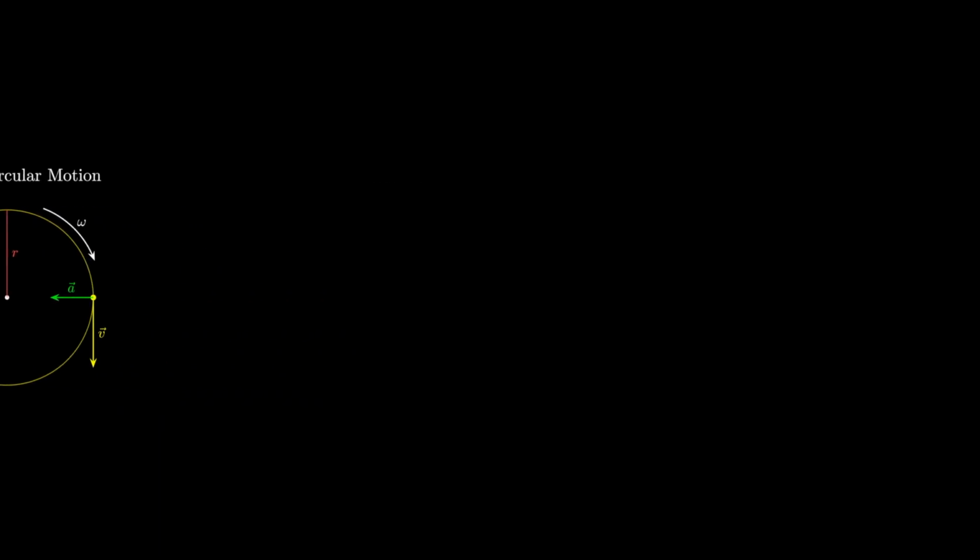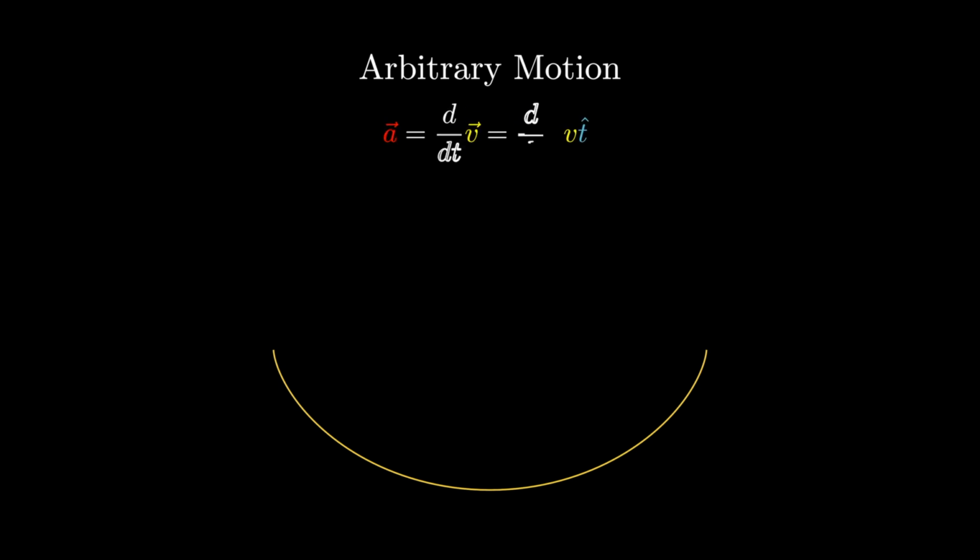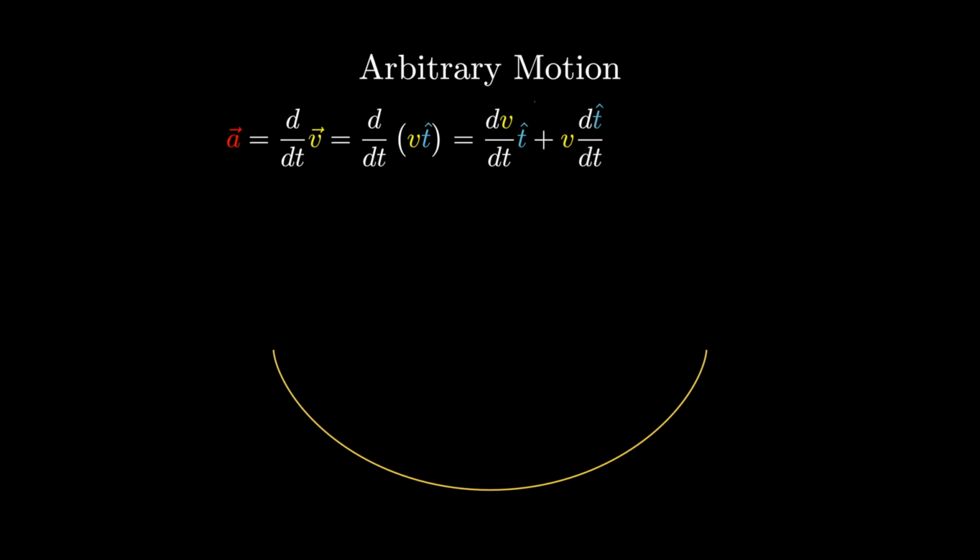Before moving on, it's worth pointing out that this result can be generalized for an object that moves along an arbitrary curve with a changing speed. Here's an example of a non-circular path and an object that has a velocity with a changing magnitude. We write the velocity vector in terms of the unit tangent vector and then differentiate to find the acceleration. Using the chain rule, we end up with two terms. The first is a result of changes in the object's speed, while the second is a result of changes in the object's direction.